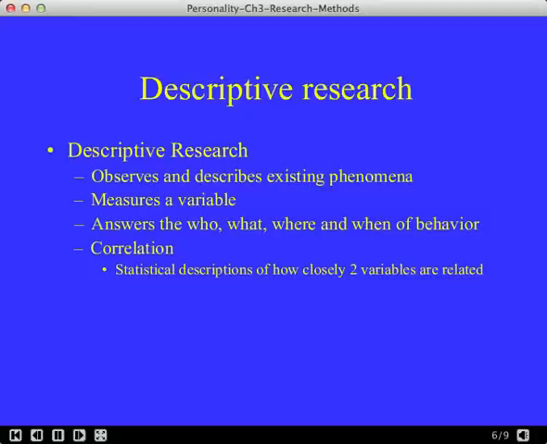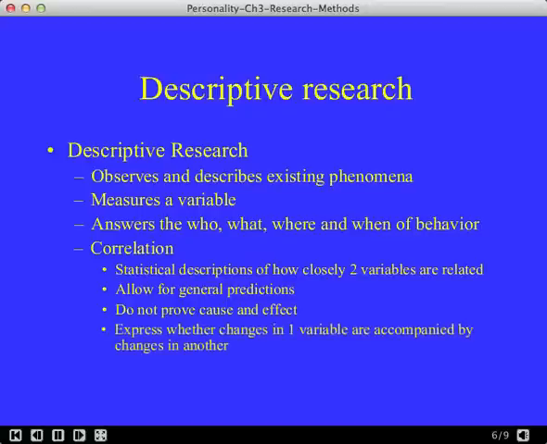Correlations are statistical descriptions of how closely two variables are related. They can allow for general predictions to be made, but they do not prove cause and effect. Taller people tend to weigh more than shorter people, and if you know a person's height, you are more able to predict the weight, better than you could predict it if you knew neither variable. We say the variables of height and weight are correlated, but one does not cause the other. If you gain weight, this will not cause you to grow taller, and if you lose weight, this will not cause you to grow shorter.